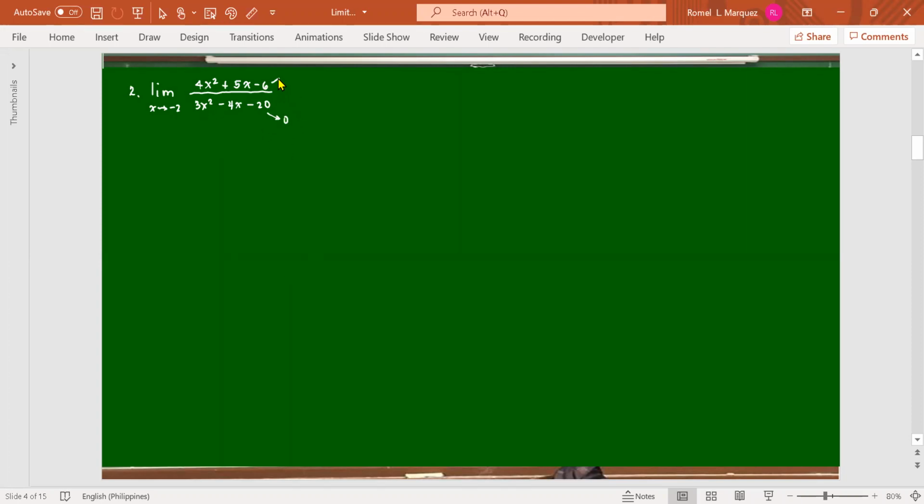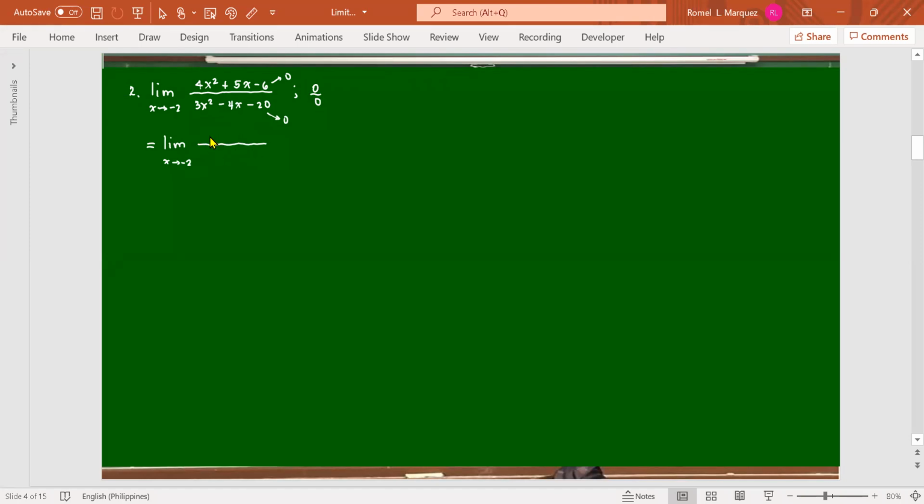What about the limit of the numerator? So it is going to be 0 also. The limit of the numerator is 0. The limit of the denominator is 0. So it means this limit has the form 0 over 0. Do not equate, ha? So 0 over 0 is just a form. It's not the value of the limit. So this is indeterminate. So we can now proceed. Apply factoring, no, to the numerator and denominator. Limit as x approaches -2.